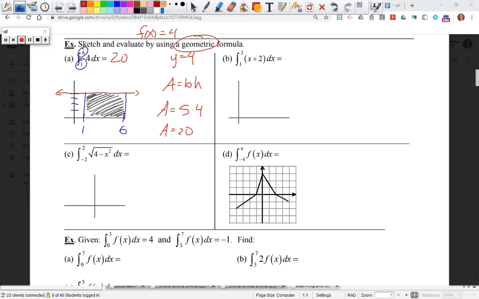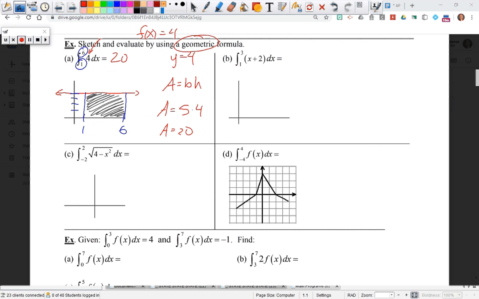Nice question. She's asking, should I put units squared? Should I put units? Right now, 4 doesn't have units. If 4 was meters per second, what would the answer be? 20 meters. You with me? If 4 was people per hour, what would the answer be? People. So for this one, just for now, we're just going to leave it as a number.